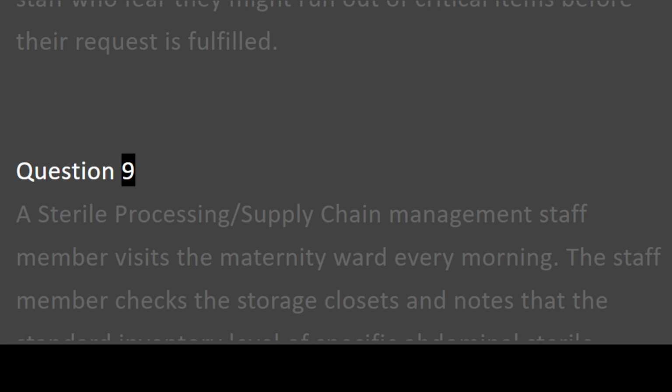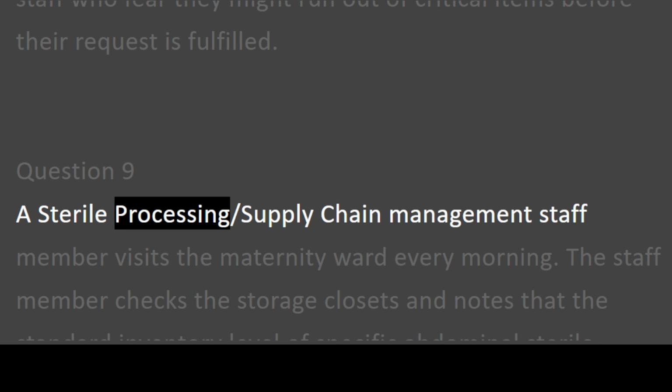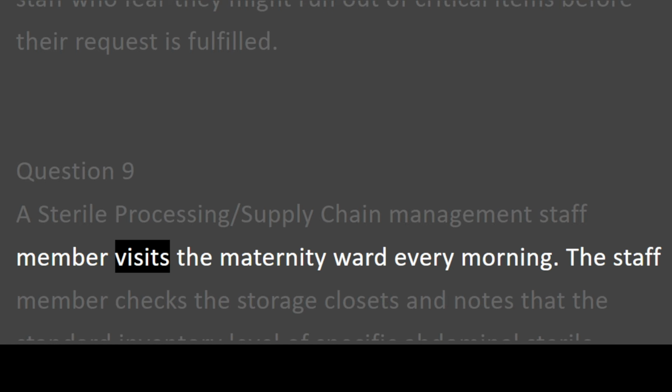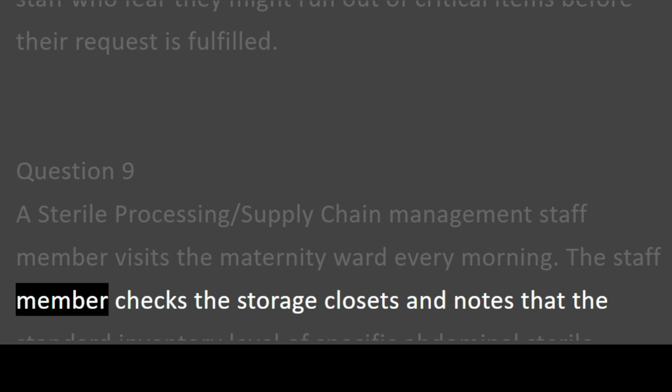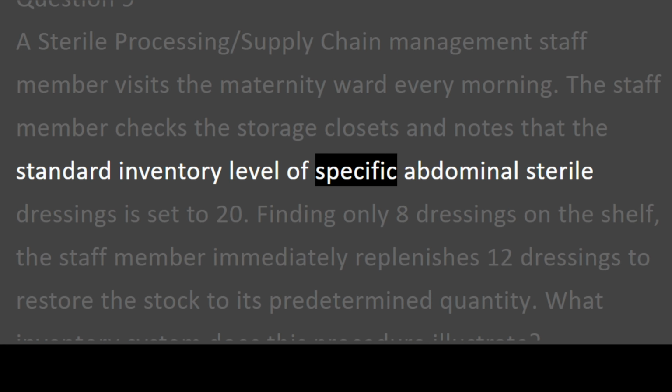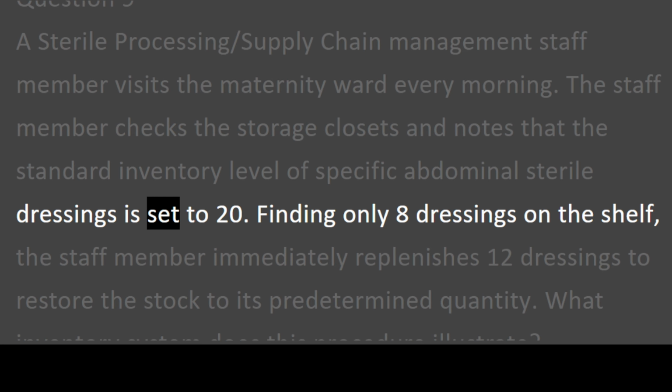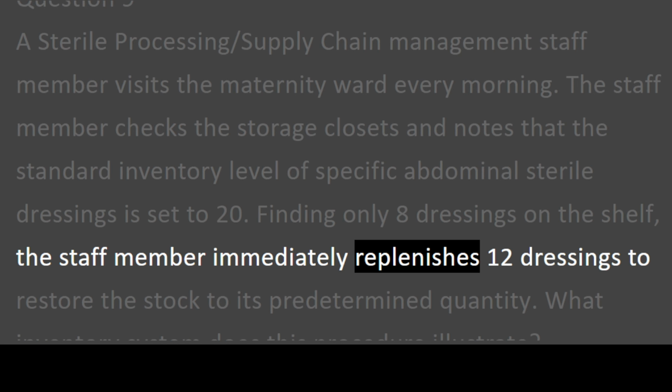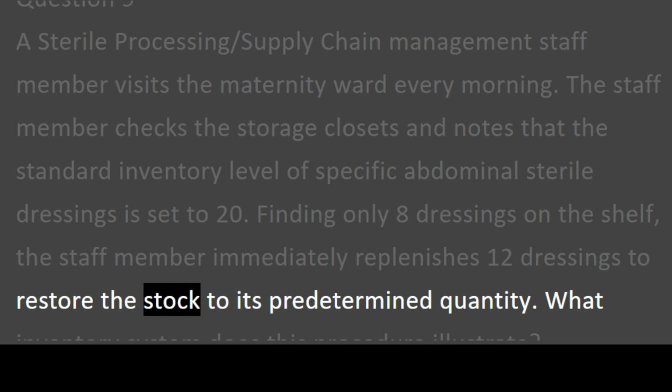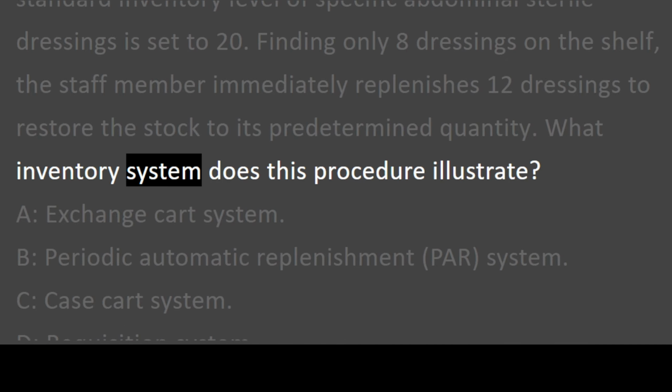Question 9. A sterile processing/supply chain management staff member visits the maternity ward every morning. The staff member checks the storage closets and notes that the standard inventory level of specific abdominal sterile dressings is set to 20. Finding only 8 dressings on the shelf, the staff member immediately replenishes 12 dressings to restore the stock to its predetermined quantity. What inventory system does this procedure illustrate?